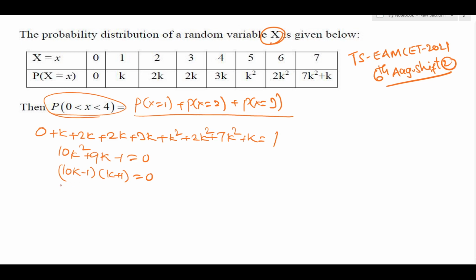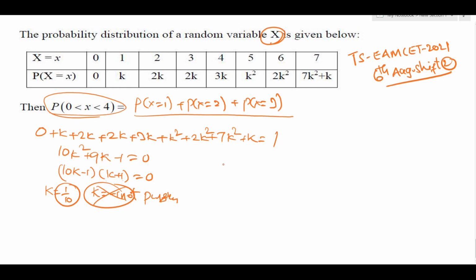From this, 10k minus 1 is equal to 0, k is equal to 1 by 10. And k plus 1 is equal to 0, that is k is equal to minus 1. This is not possible because the probability of any event lies between 0 and 1. So k equal to minus 1 is not possible, so take k is equal to 1 by 10.